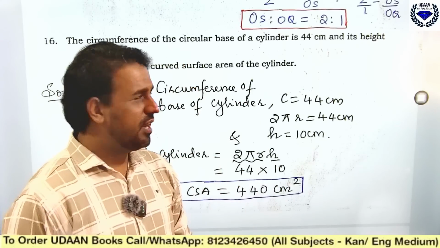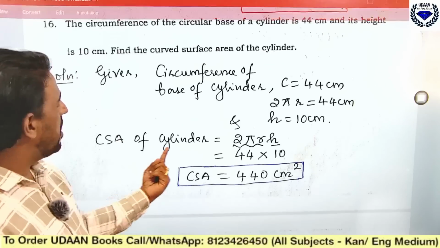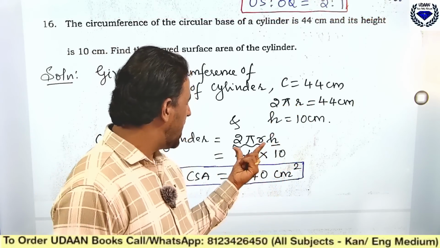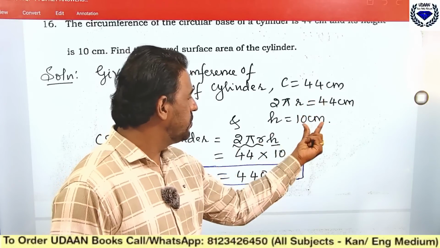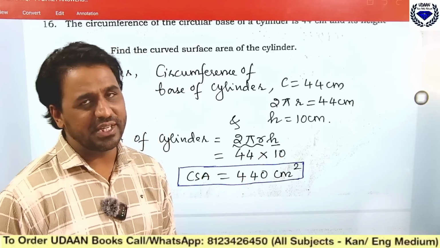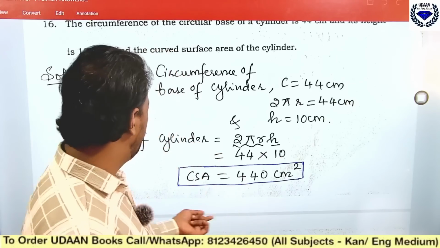a circle. Then they have given the height as 10 centimeter, and the CSA of a cylinder is 2 pi r into h. Already you know 2 pi r, that is 44. H you know it is 10. Therefore 44 into 10 will give you 440 centimeter square as your answer. I hope you are connecting to me.